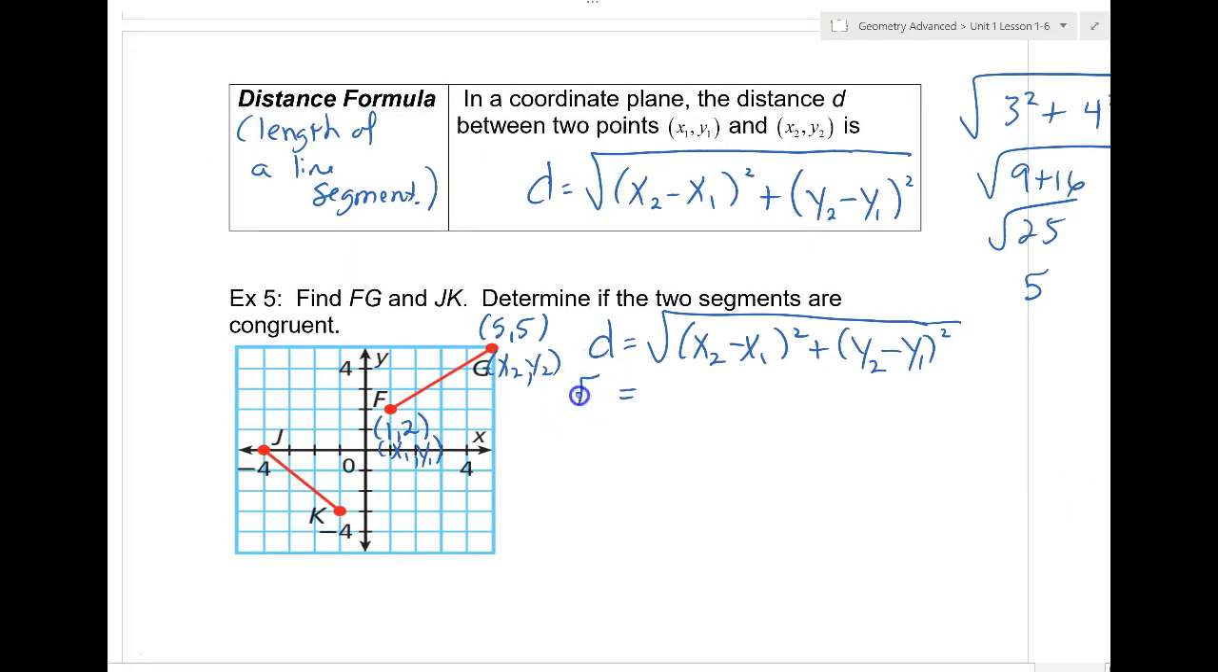So I'm looking for the length of segment FG, so let's plug it in, guys. We get the square root of 5 minus 1 squared, plus the quantity, we have our y2 here, so we get 5 minus 2 squared.